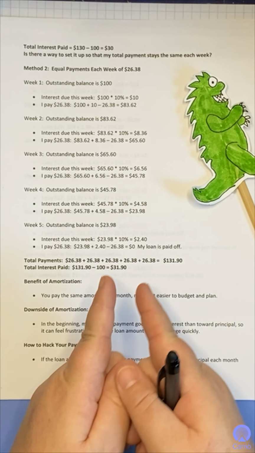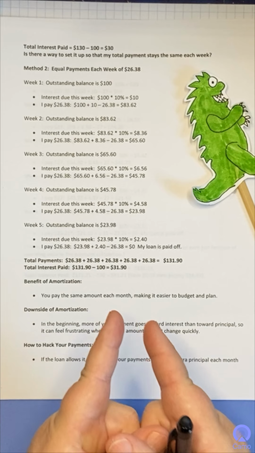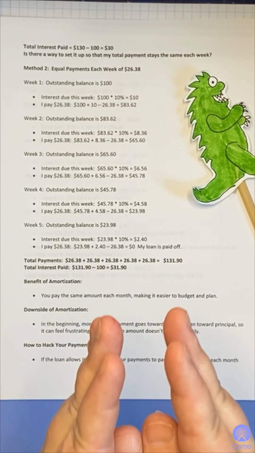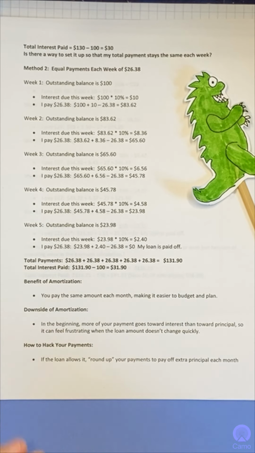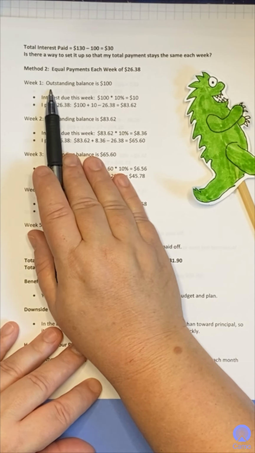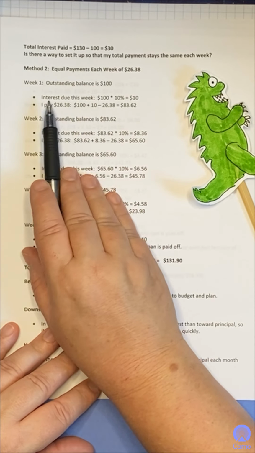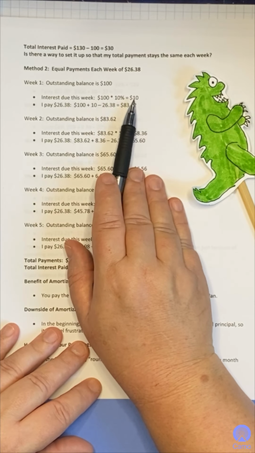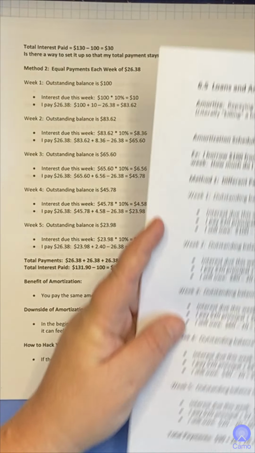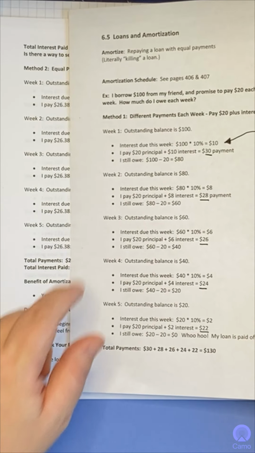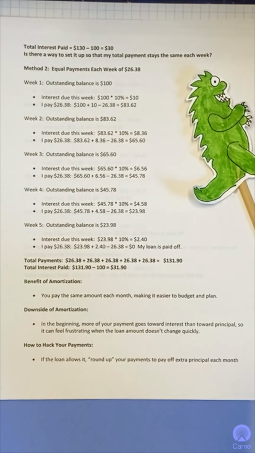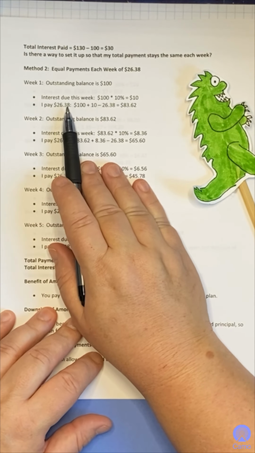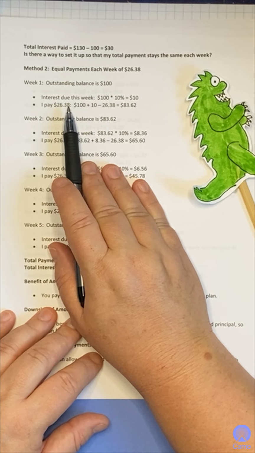And again, if I look at each week, if I look at each compounding period separately, I can treat the interest in that week as simple interest. So let's take a look. Outstanding balance is $100. The interest due this week, again, I owe 10%, so I still owe that $10. That first week isn't that different. I still owe $10. But I'm only paying $26.38. So what the heck does that mean?